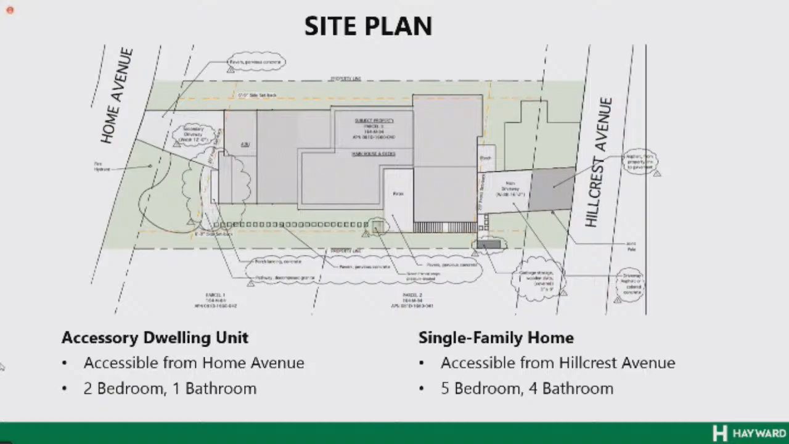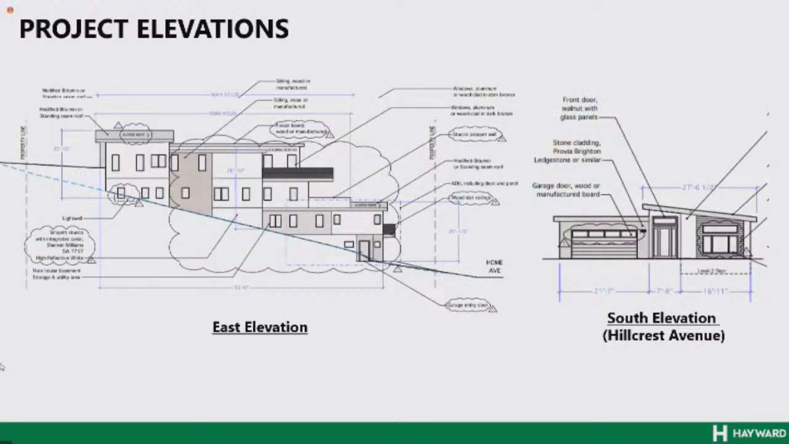The slide above shows the site plan of the proposed single-family home and ADU, where the proposed single-family home will be facing Hillcrest Avenue on the right hand of the screen towards the top of the slope, and the ADU will be located at the bottom of the hill facing Home Avenue. As mentioned earlier, the single-family home and ADU will each have their own 2-car garage, which will be accessible by new driveways along each street. The next slide shows some of the proposed elevations for the new home.